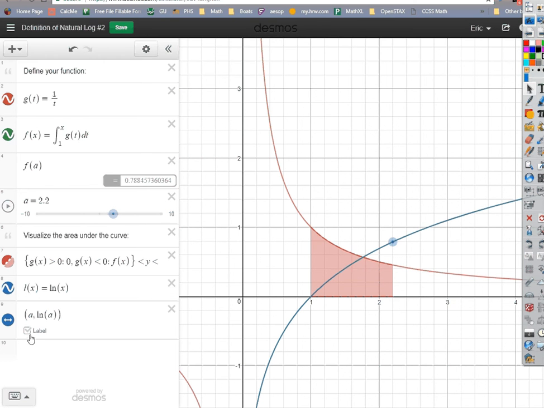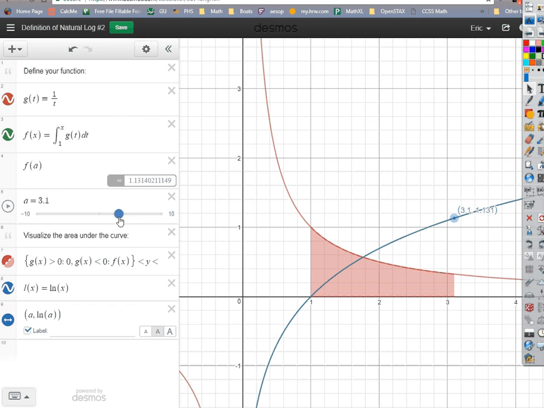If I turn on this point right here, notice that the output of our area function, f of a, if I choose a to be 2.2, and calculate the area under the graph of 1 over t from 1 to 2.2, it tells me it's 0.788, and so on. Well, what do you know? The natural log of a, of 2.2, is 0.788. And as I drag a along, you can see that as the area under that curve grows, so does the value of the log function.